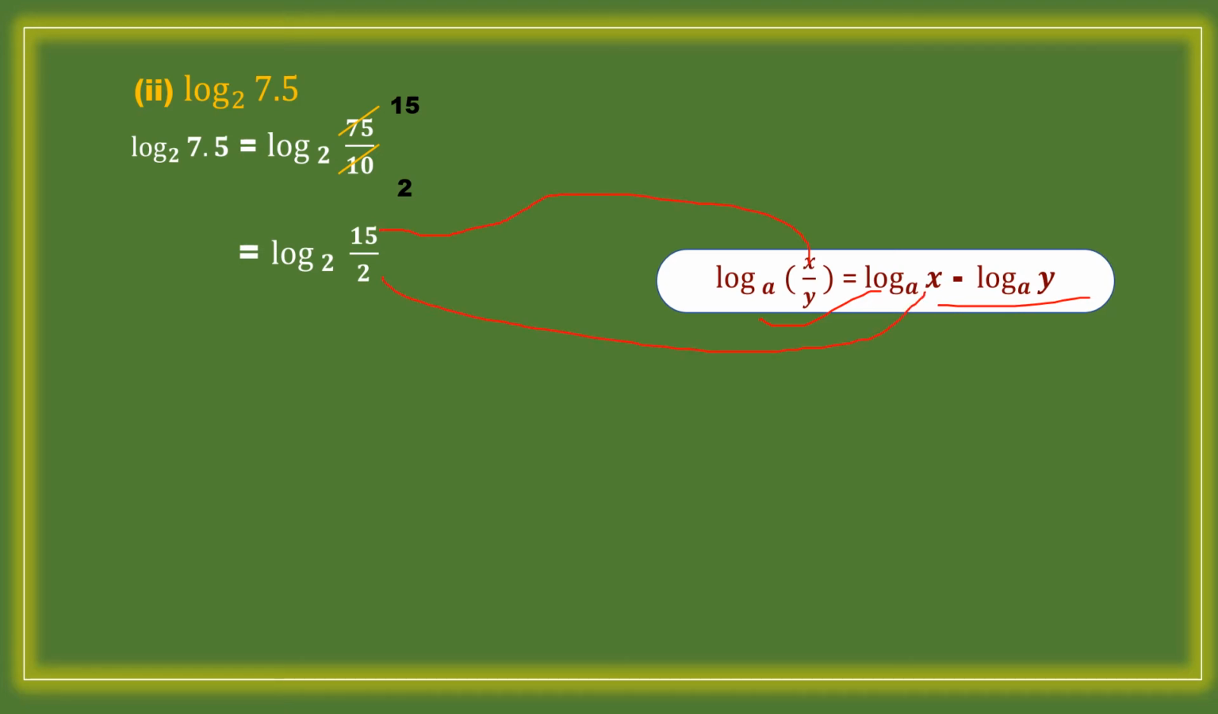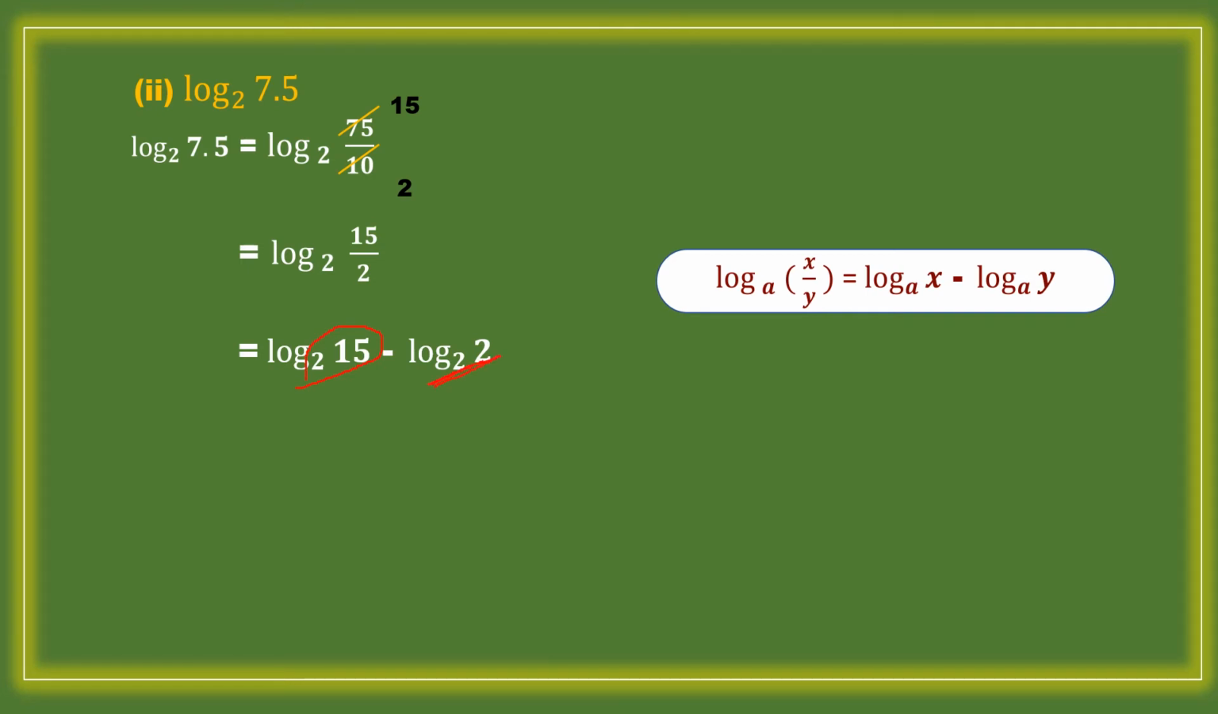Sorry, y means 2. Now instead of x in this formula you put 15 and instead of y you put 2. So it will be given like this. Now again we'll check whether any formula is used here or not. Here the base and the power are different, 15 base 2, so we cannot use any formula. Let us see with this one.